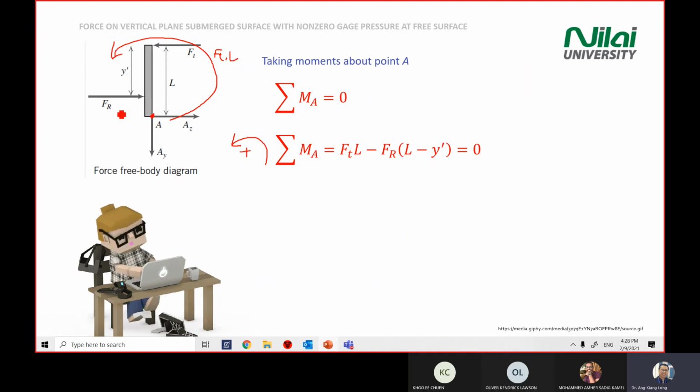And then the second one is clockwise direction. So you have a negative here. Fr times the length of this one. So how do you get this one? You take the L minus Y prime. So you get the second moment.